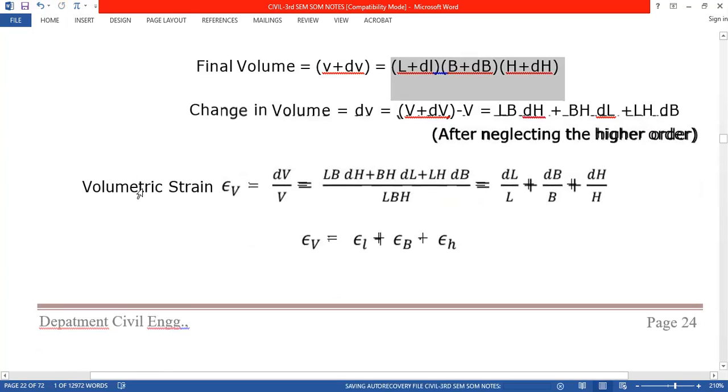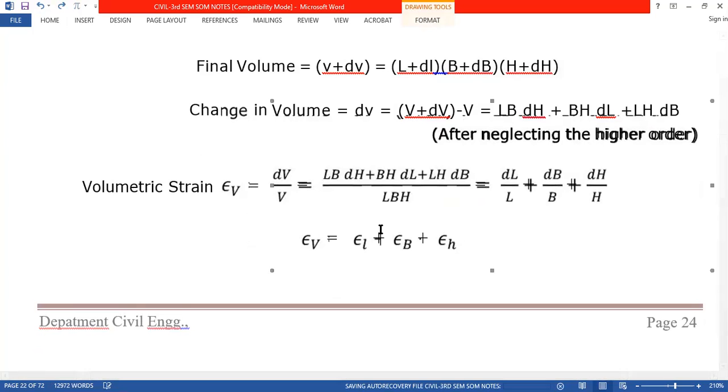The volumetric strain e_v, change in volume, can be written as delta V divided by V, equal to LB into delta H, plus BH into delta L, plus LH into delta B. You can see here, in the first term, length and breadth are constant, only the height has changed. In the next term, breadth and height are constant, length has changed. In the next term, length and height are fixed, but width has changed. The whole is divided by the original volume, that is LBH.